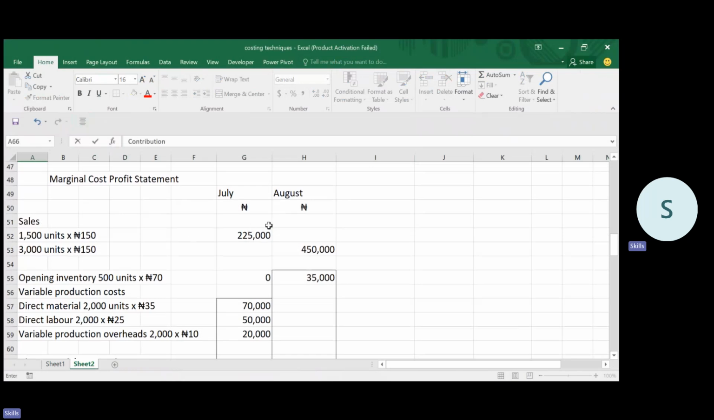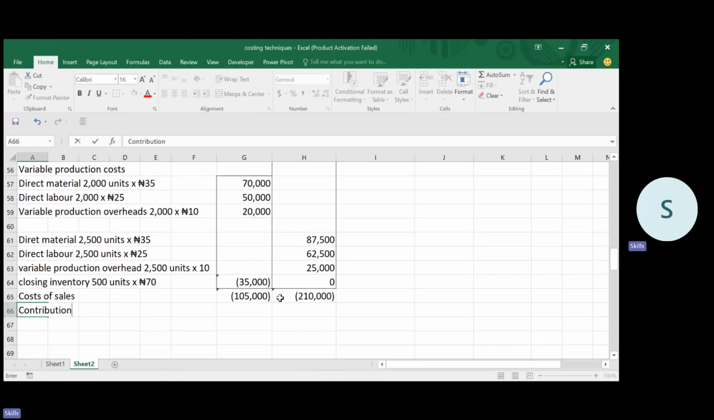Our total sales here for July is 225,000 minus our cost of sales. Our cost of sales is 105,000. We will have 120,000 as our contribution for the month of July.